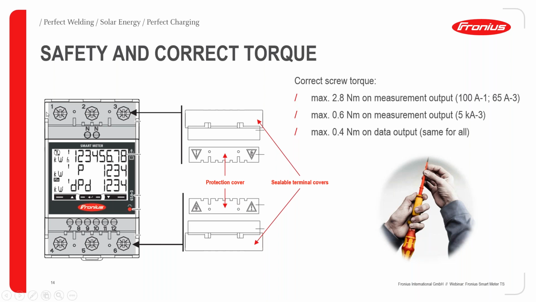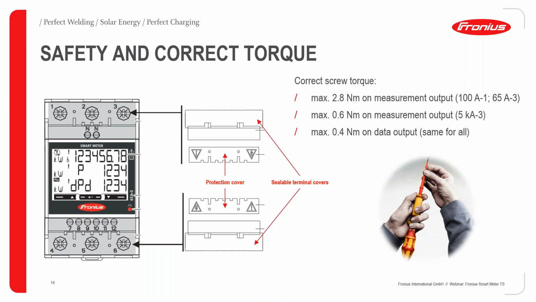So on top here, we are going into the smart meter coming from the grid, 1, 2, 3, and 4, 5, 6 would then go to our loads in our household. And on these terminals, we have 2.8 Newton meters.